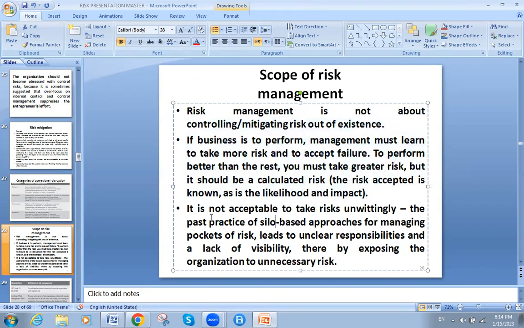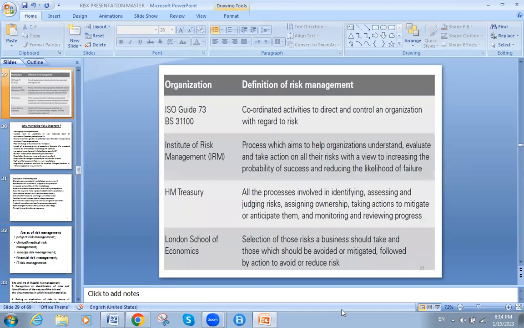This is the point. It is not acceptable to take risk unwittingly. The past practice of silo-based approaches for managing pockets of risks leads to unclear responsibilities and the lack of visibility, thereby exposing the organization to unnecessary risk. So always measure the risk before you go to the risk.